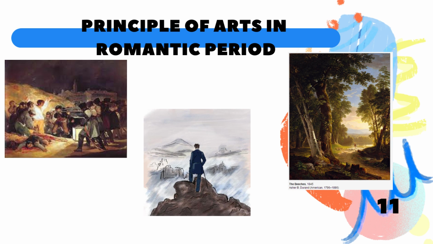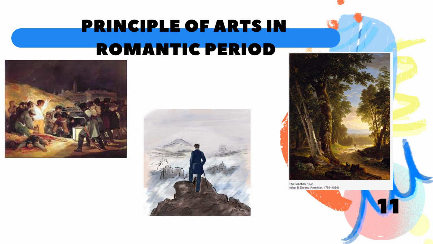Value is the element of art which deals with the lightness or darkness of a color. So, what is the value in the picture? Yes, it is the lightness of the color. What is the color that is given in the picture? The brightest color, white.